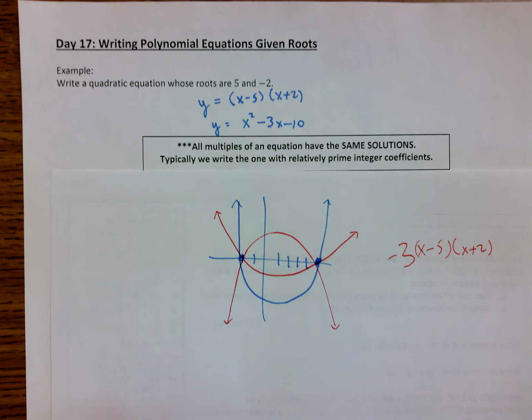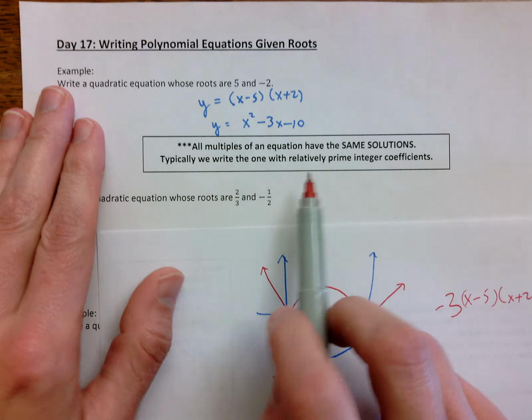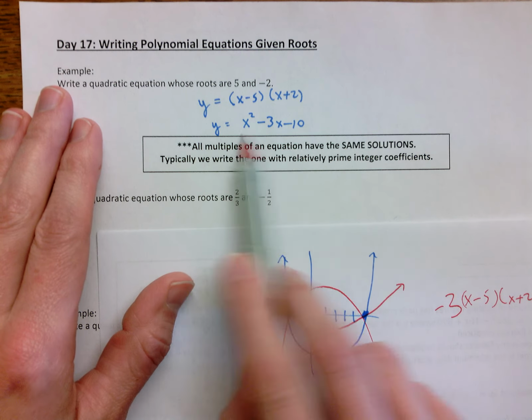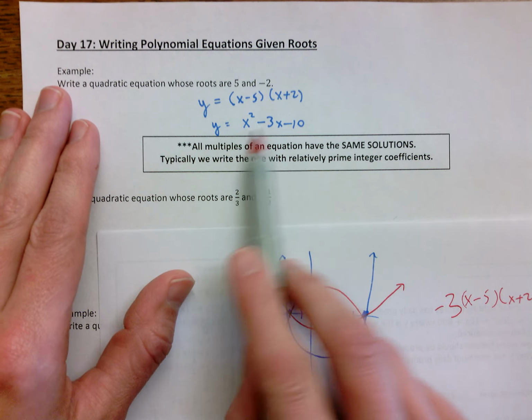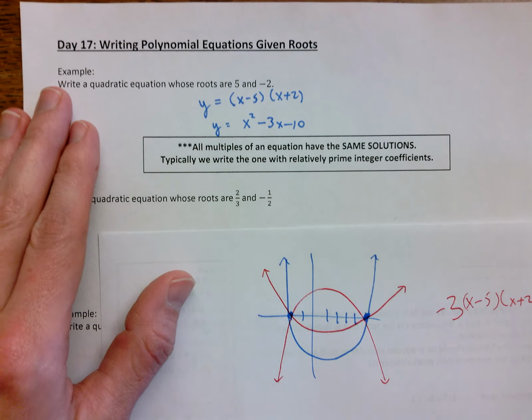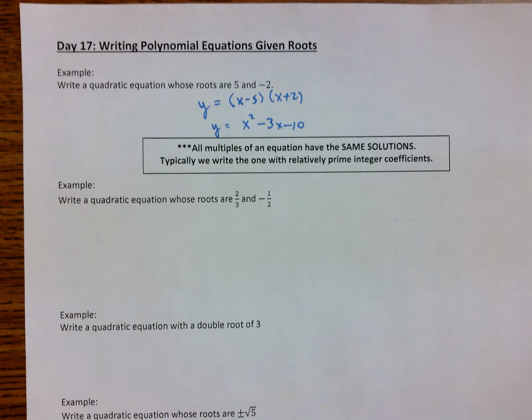Okay, so what we say when we're looking at these problems is that we're always going to make sure that we choose the equation that has relatively prime integer coefficients, meaning there's no common factors you can divide out. Okay, so that's kind of the idea of what we're looking at here.